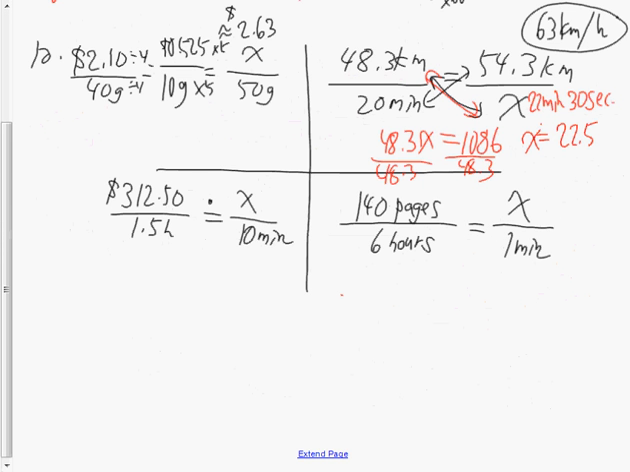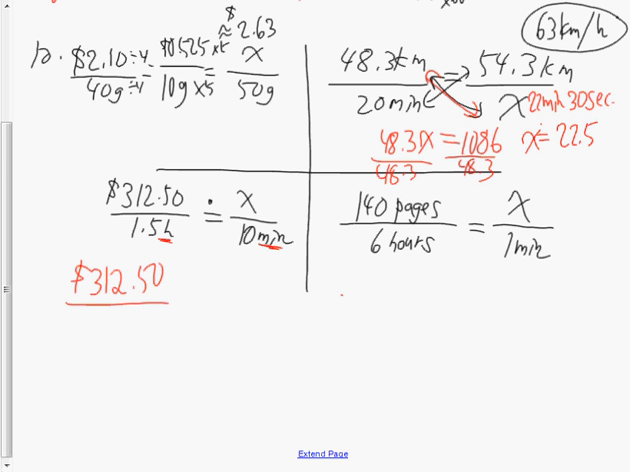In your third question, it has something costs $312.50 for 1.5 hours of use. What's its approximate value for 10 minutes? So there's two ways you can do this. I like the unit rate method for this. So if you take $312.50, since this is in hours and this is in minutes, before you do any proportional reasoning, you have to make sure all of your units are the same.